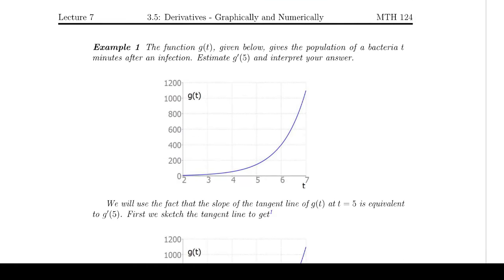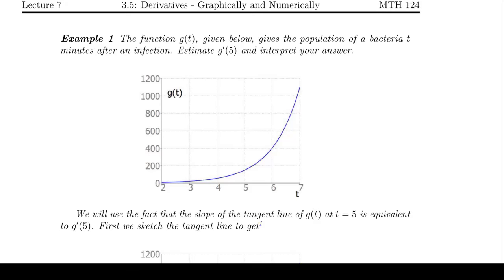So let's look at a problem and see how we would use the ideas. In this problem, we're given the plot of a population of bacteria t minutes after an infection, and it asks us to estimate this term, g prime of 5, and interpret our answer. So when you see this prime notation, this is referring to the derivative or instantaneous rate of change of whatever the function is, in this case g, and then the 5 is telling us where to look. We need to know at what point or time we are looking at. So in this case, it's 5.